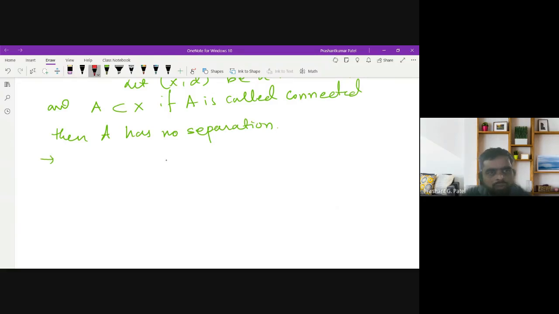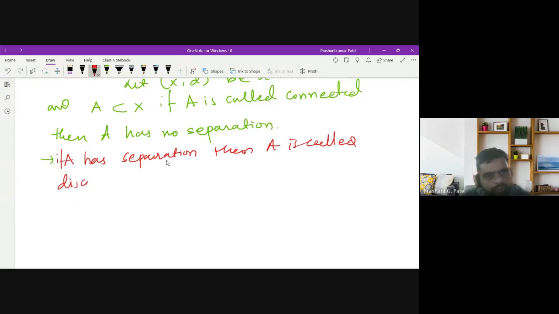If A has a separation, then A is called disconnected. So that is the definition of the connected set and the disconnected set.